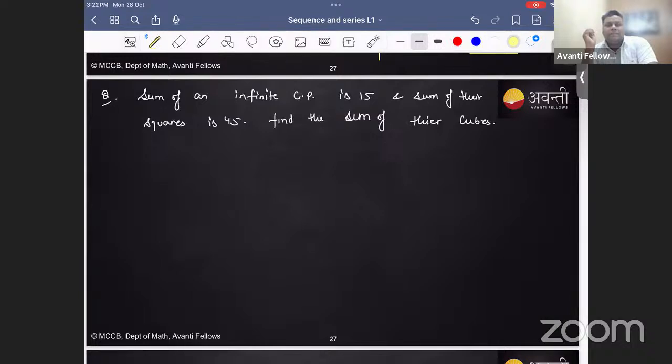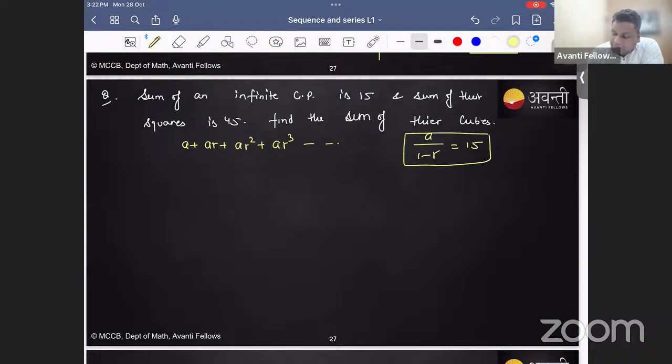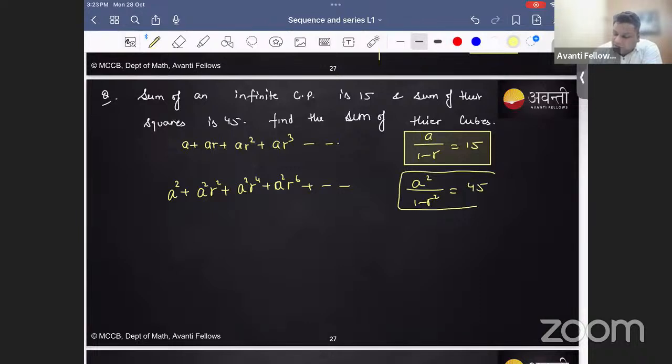Now see, the sum of an infinite GP is 15. So A plus AR plus AR square plus AR cube, I assume this is the series. So A upon 1 minus R is given as 15. First equation is this. Now sum of their squares they are talking about means A square plus A square R square, A square R to the power 4, A square R to the power 6 and so on. A square upon 1 minus R square. This is 45.